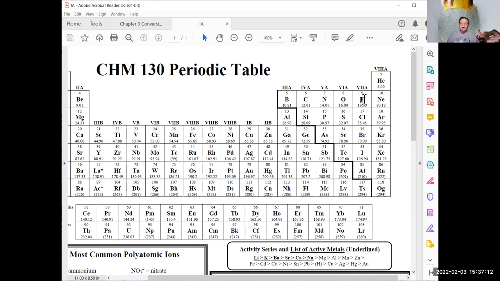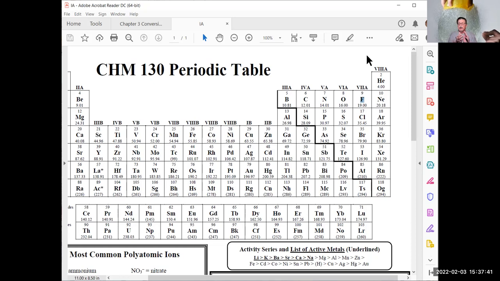Fluorine has nine protons, nine electrons. Element number 118, 118 protons, 118 electrons. The other thing to take away from this, we're talking about the elements at this point: any element has an equal amount of positive charges and an equal amount of negative charges.